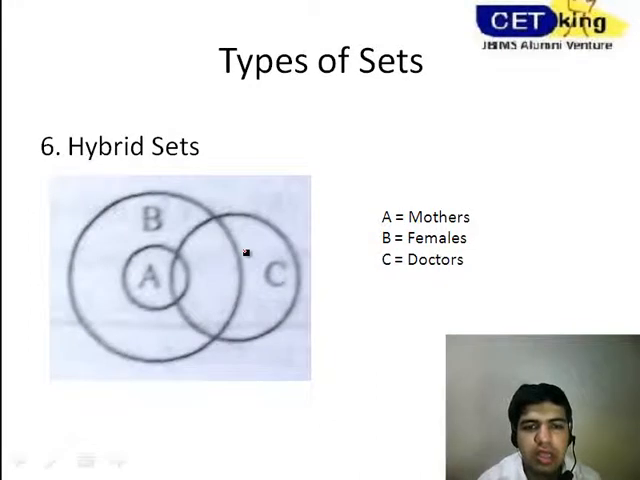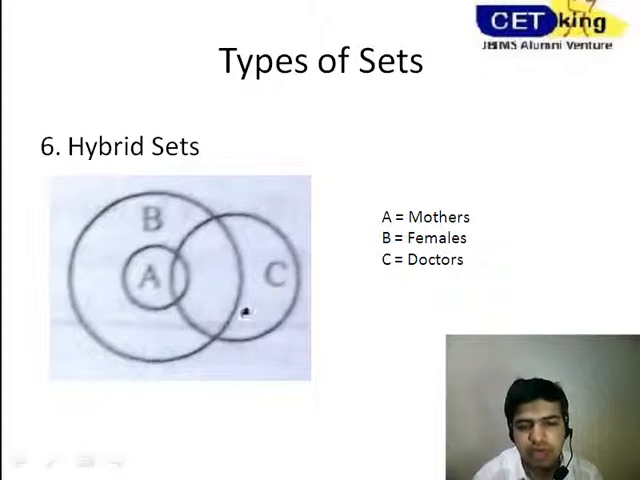Hybrid sets is a general term for all the types of sets that won't belong to the previous categories. The example we have taken is mothers, females, and doctors. First step, I'll try to make a subset out of these. Are all mothers females? Yes, all mothers are females. So A will be a subset of B. Now let me try to fit C over here. Doctors: some doctors can be mothers and some doctors can be females. So set C, that is doctors, will have a chunk of both A and B, but not the entire area. This is how it will appear.